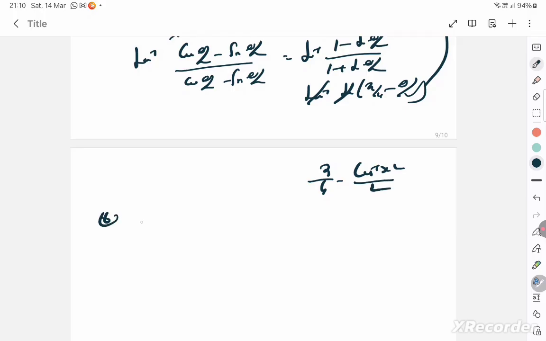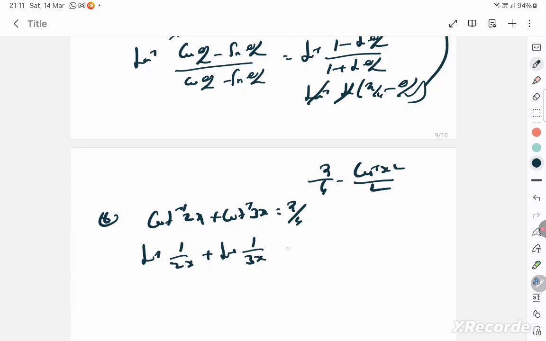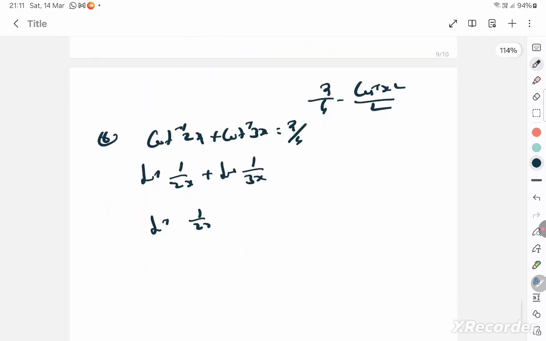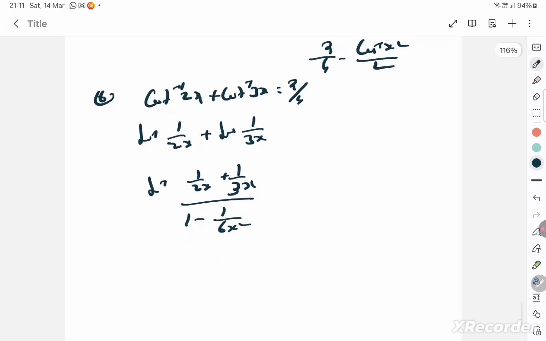Let's go to 6th sum. The sum is cot inverse of 2x plus cot inverse of 3x is equal to pi by 4. Change it into tan inverse of 1 by 2x plus tan inverse of 1 by 3x, so that you can use tan inverse of x plus y by 1 minus xy. And then this is a solved sum. Obviously you have a pi by 4 on the right side. Take the tan inverse to the other side. Tan pi by 4 is 1.